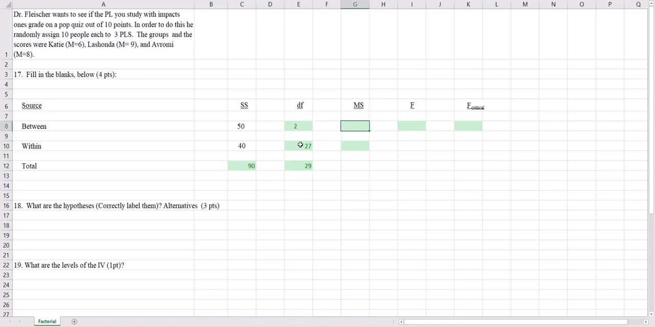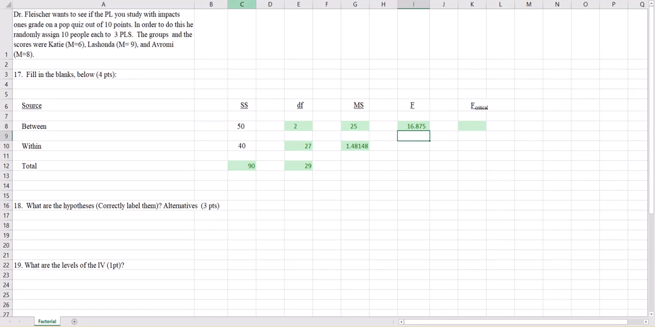Our mean squared always equals sums of squared divided by degrees of freedom. So it's going to be 50 divided by 2, which will be 25. Next, we're going to have 40 divided by 27. We end up with 1.481848. Then lastly, we're concerned with getting our F obtained value, which is going to be our mean squared between divided by our mean squared within. We end up with an F ratio of 16.875.